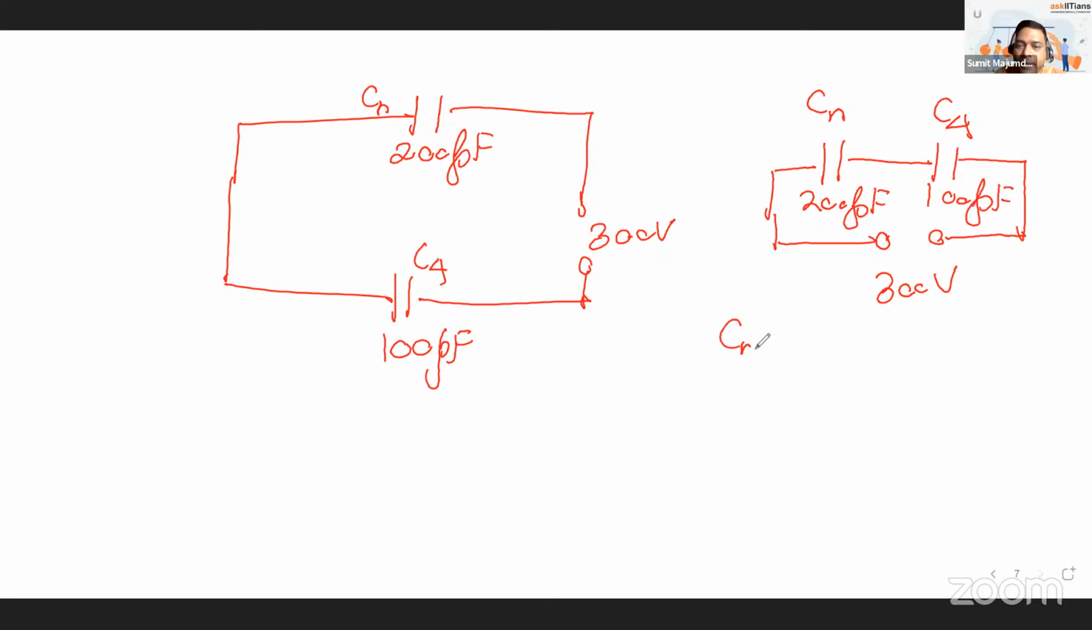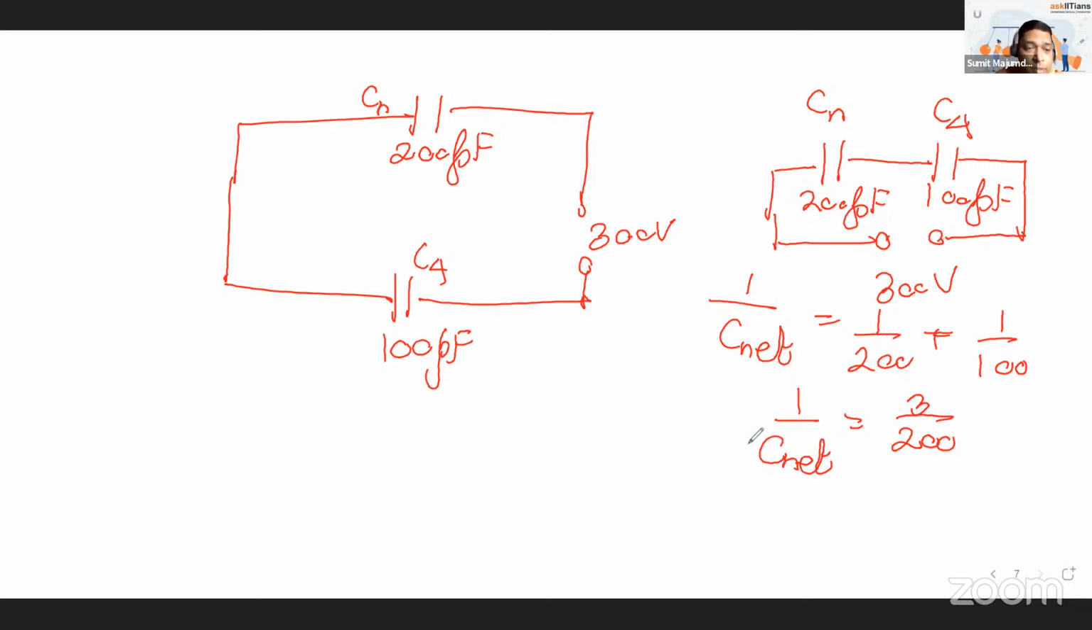So what is the net capacitance? These are in series. So we'll say 1 over 200 plus 1 over 100. That becomes 3 upon 200. That is 1 over C net. Remember to take its inverse also. Many students do forget about that. Remember to take its inverse. So C net, therefore, will be equal to 200 by 3 picofarad. So this is the net capacitance, right?